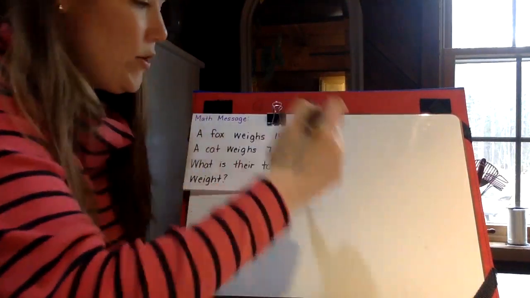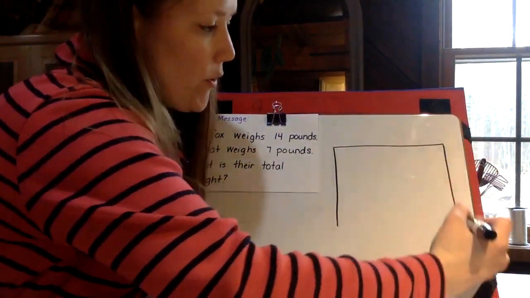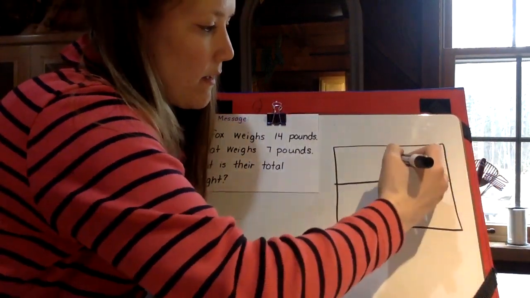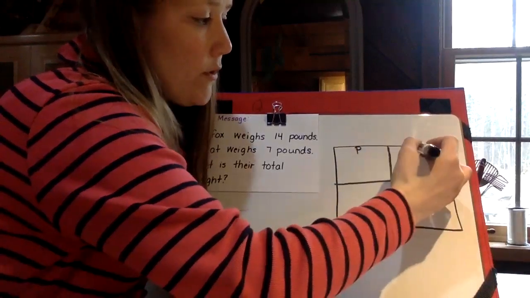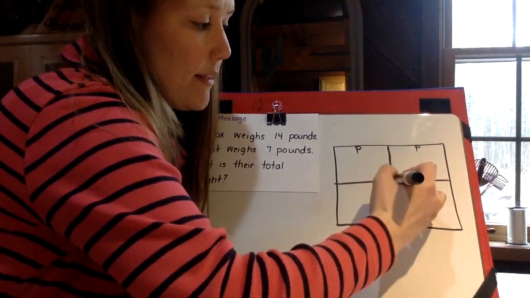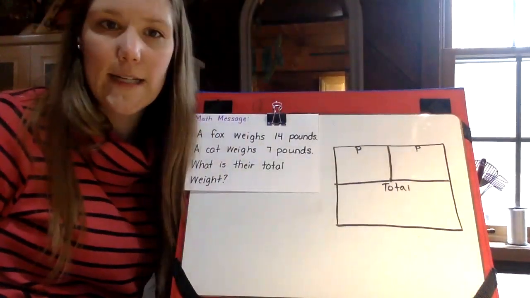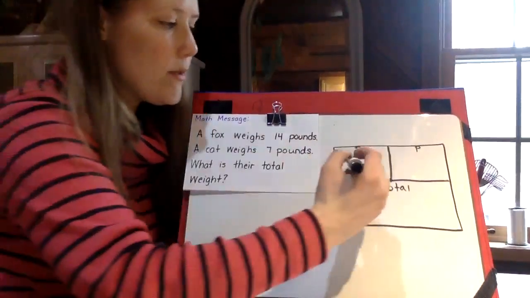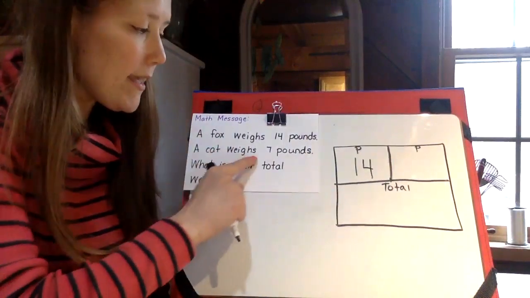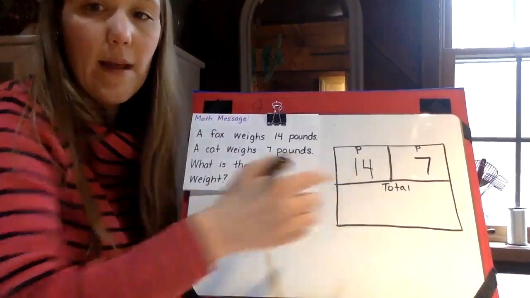So, I'm going to go back to a part and total diagram. And you certainly don't have to use this, but this is just one way for me to organize my thinking and figure out what I need to find. So I know that a fox weighs 14 pounds. That's one part of my problem. And I know that the cat weighs 7 pounds. That's another part of my problem, but I don't know how much they weigh all together.